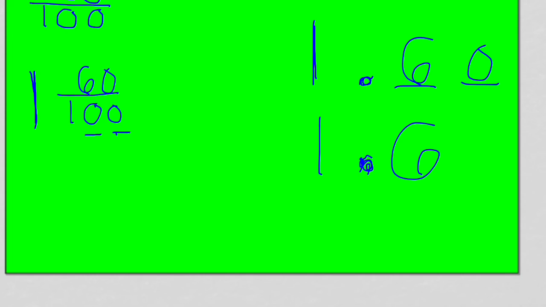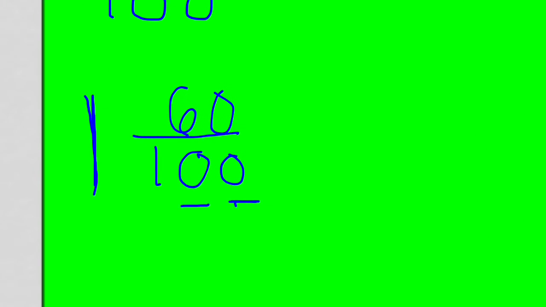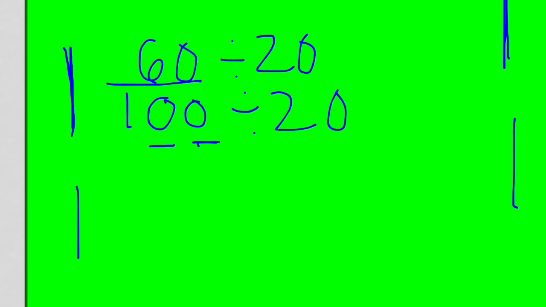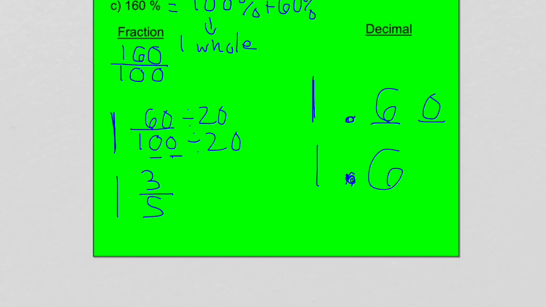Fraction in lowest terms. Don't forget about that. 1 and 60 out of 100. Hopefully you'll recognize you can divide by 20, or you could divide by 10 and then divide by 2. There's a bunch of different ways to do it. So you still have one whole, and then 20 times 3 is 60, and 20 times 5 is 100. So we're going to have 1 and 3 over 5 as our fraction in lowest terms.